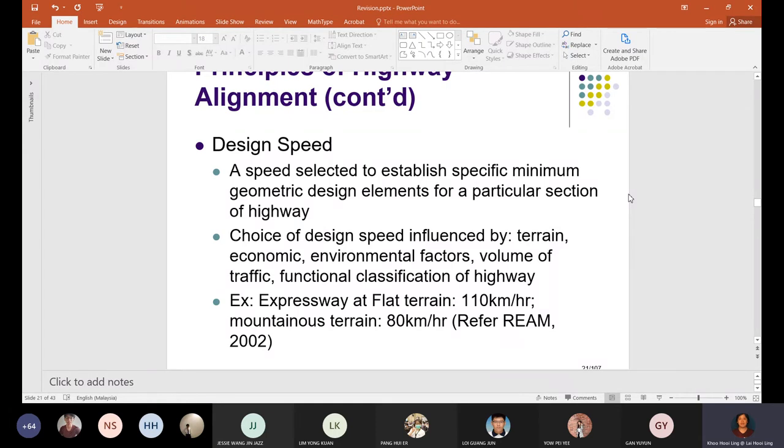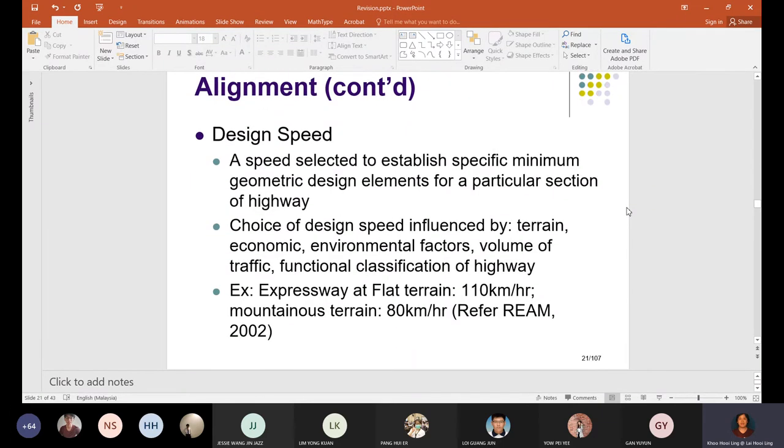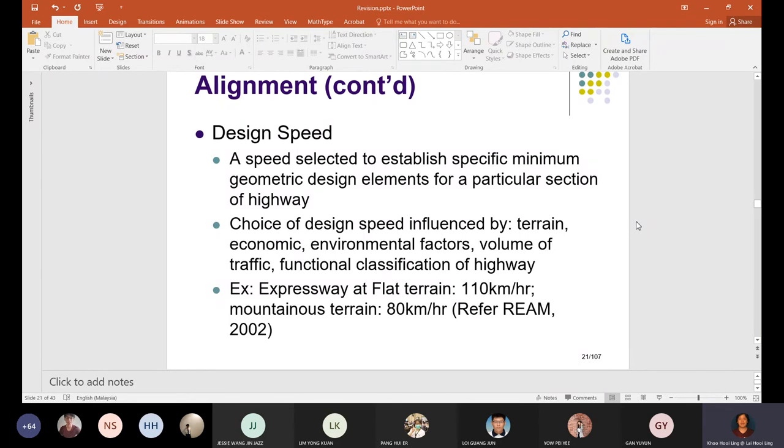So for design speed, design speed is a speed selected to establish specific minimum geometry design elements for a particular section of highway. And we know that this design speed is very important. Design speed has to also consider the design vehicles as well. These are two important inputs. Sometimes we didn't see it, we already ignore it, right? But these are two important inputs in our route design.